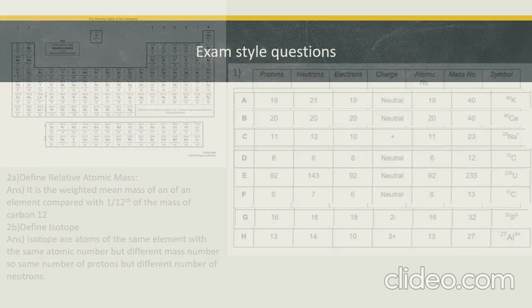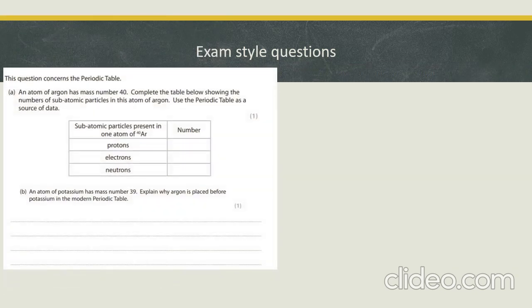Next slide. I'll start the question. So this question concerns the periodic table, so you have to look at the periodic table. An atom of argon has a mass number of 40. Complete the table below showing the number of subatomic particles in this atom of argon. Use the periodic table as a source of data.